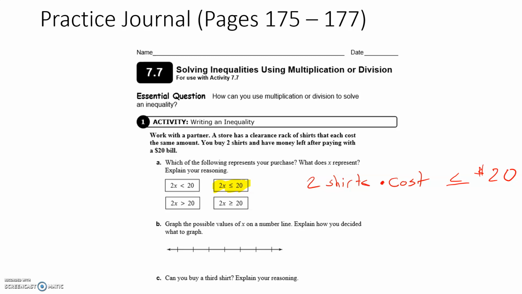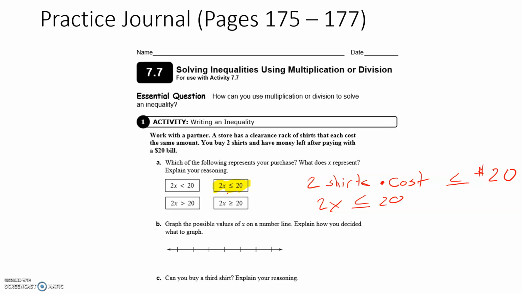All right, and then I can simplify that into the inequality of 2x is less than or equal to 20. You could easily use c as your variable. The example they just happen to give you is x, so 2x less than or equal to 20. All right, and so that's what that inequality means.